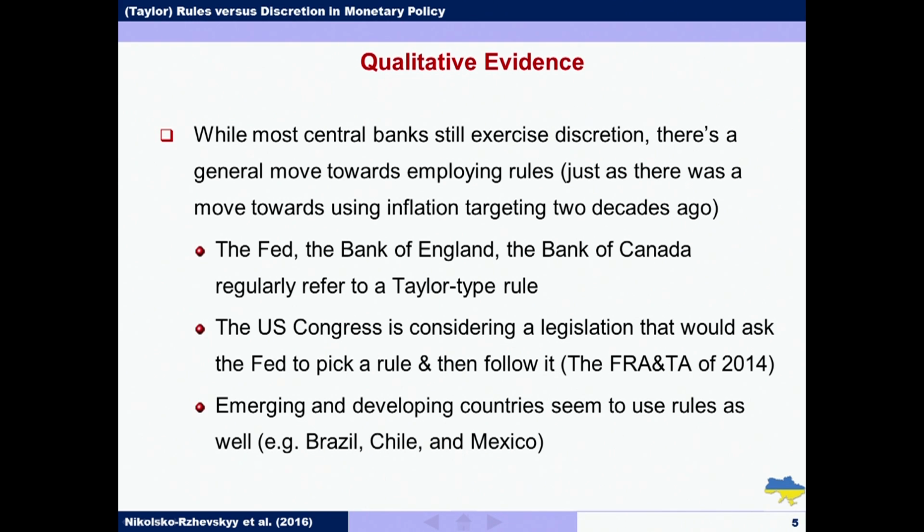The Fed, the Bank of England, the Bank of Canada, they regularly in their reports refer to Taylor-type rules. Moreover, the US Congress right now is considering legislation, and if the legislation is passed, it will allow the Fed to choose whichever rule they want, but after that, the Fed would have to set interest rates according to that rule. That's the Federal Reserve Accountability and Transparency Act of 2014. The same trend is observed in developing countries. Again, if you look at Brazil, at Chile, at Mexico, all their central banks tend to use rules more and more in their discussions.